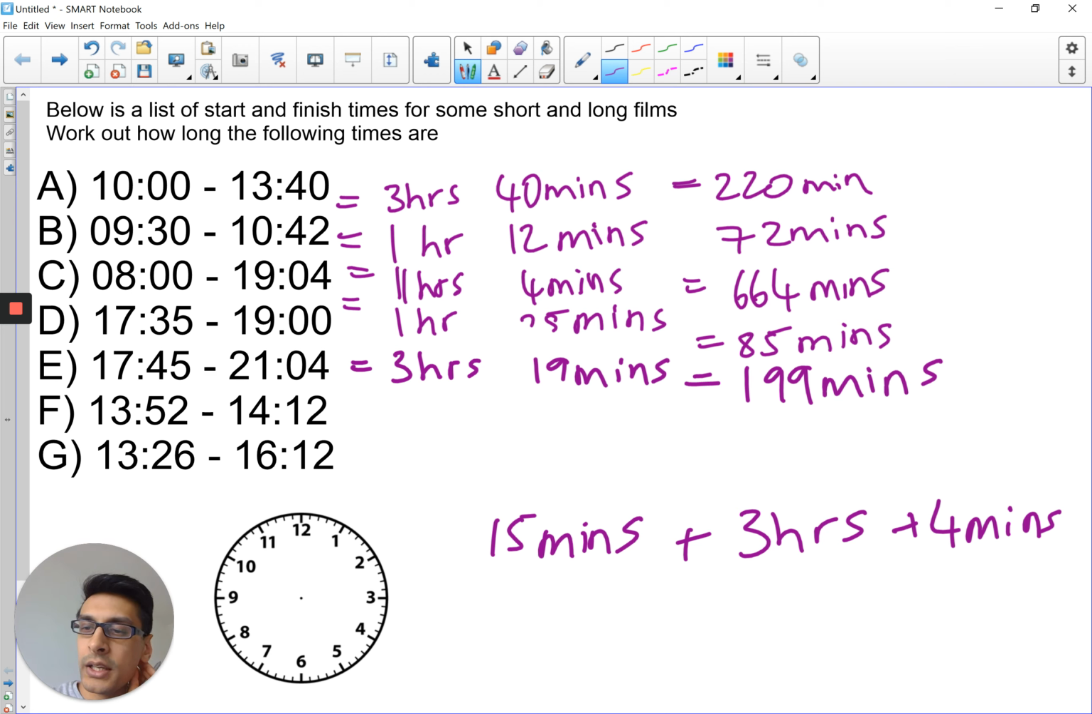And then looking at the next question, question F, have a go with these and the last two, and then I'll go through them with you.